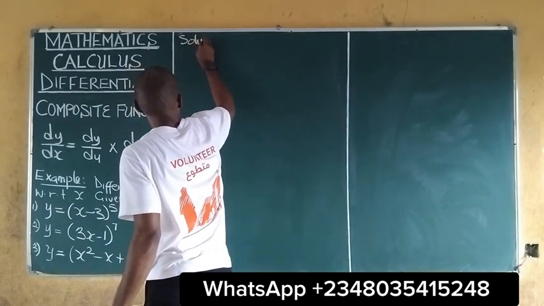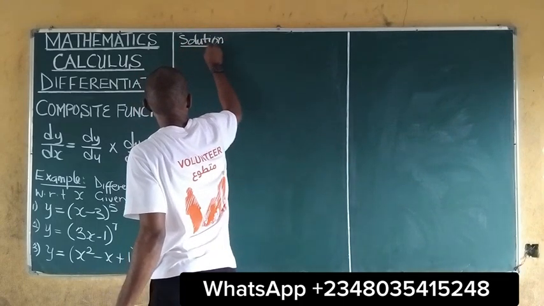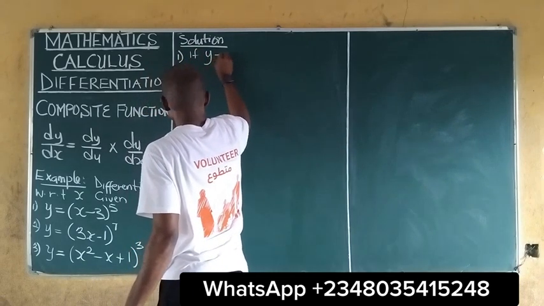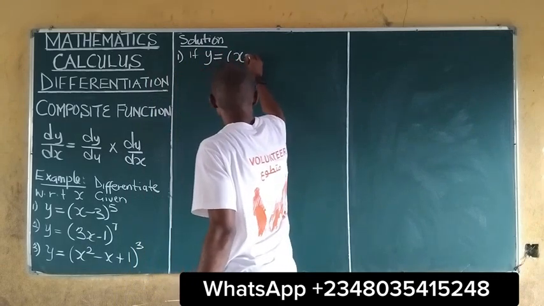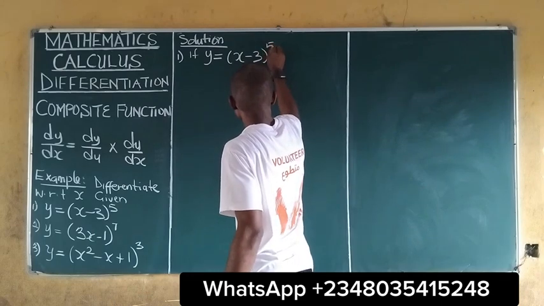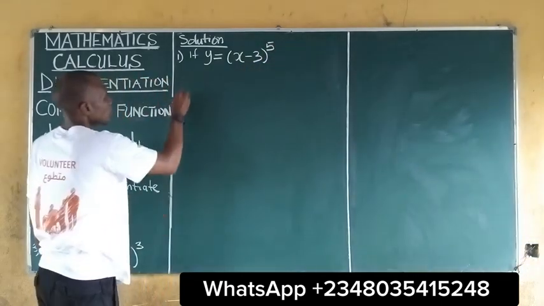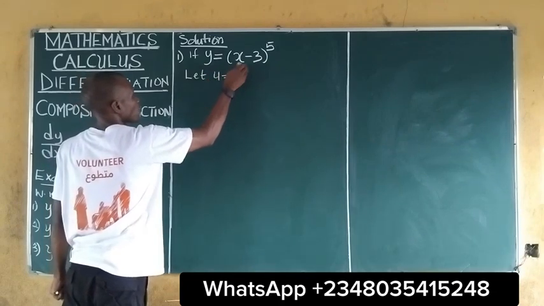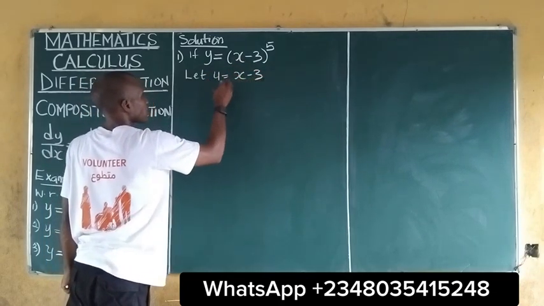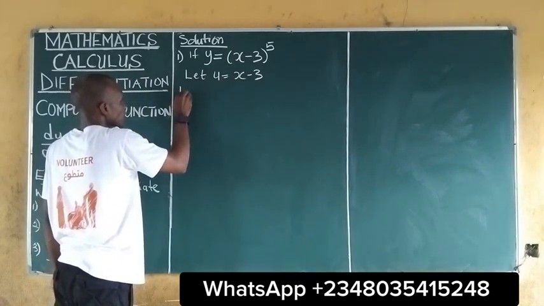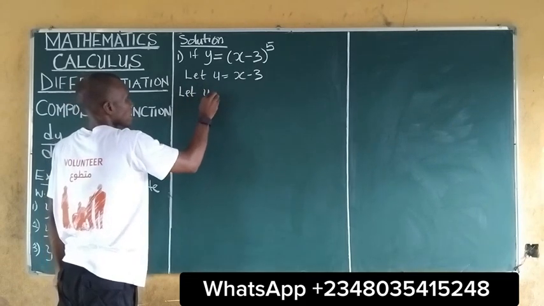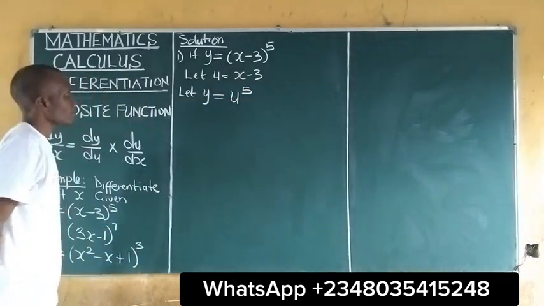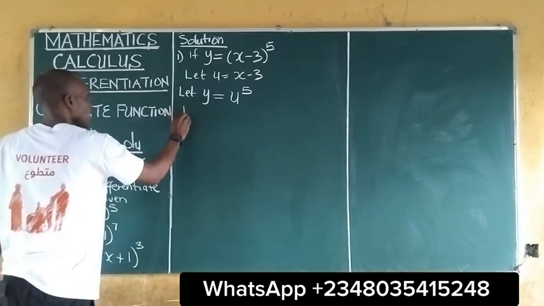Solution. One. If y is equal to (x minus 3) raised to the power of 5, all we need to do is let u equal what is inside, x minus 3. Also, let y be equal to u raised to the power of 5. So it's still the same thing. So we can now differentiate y.